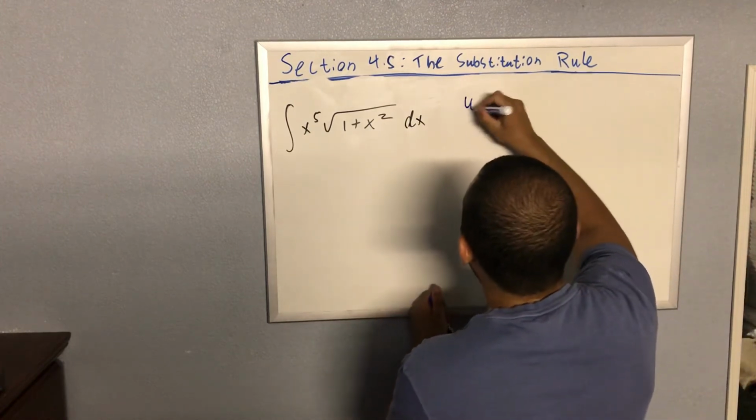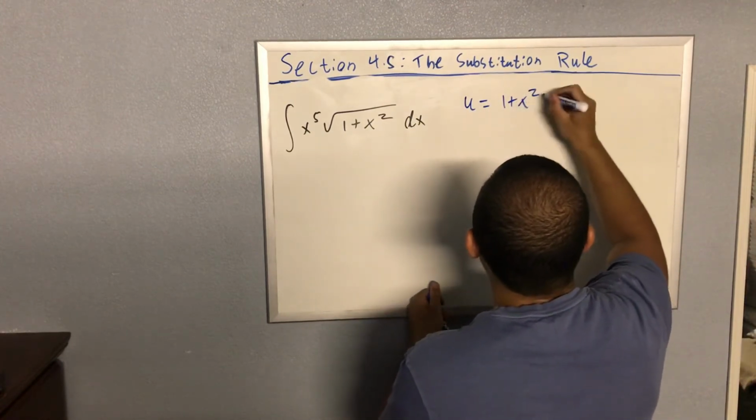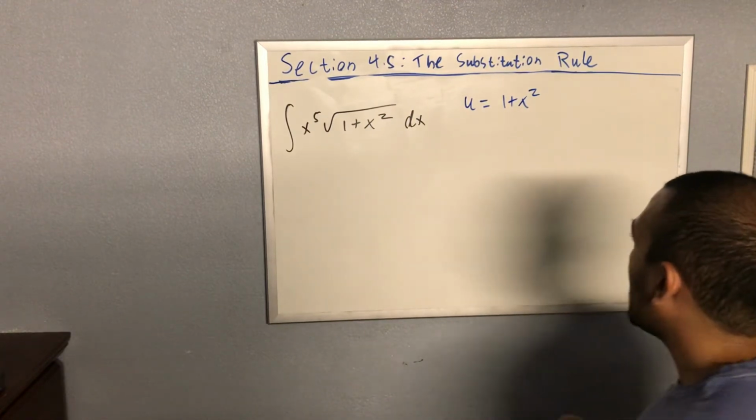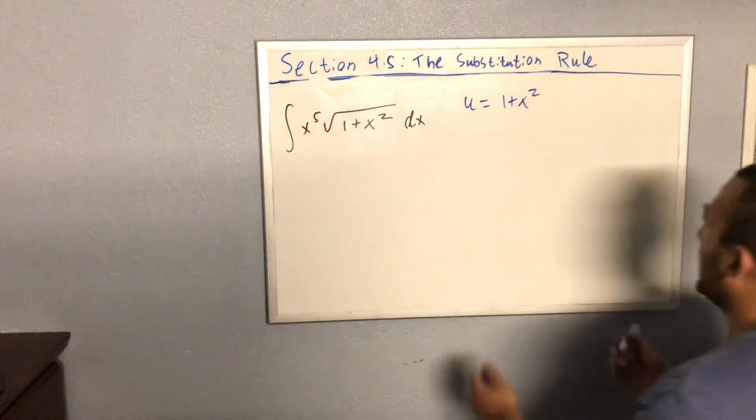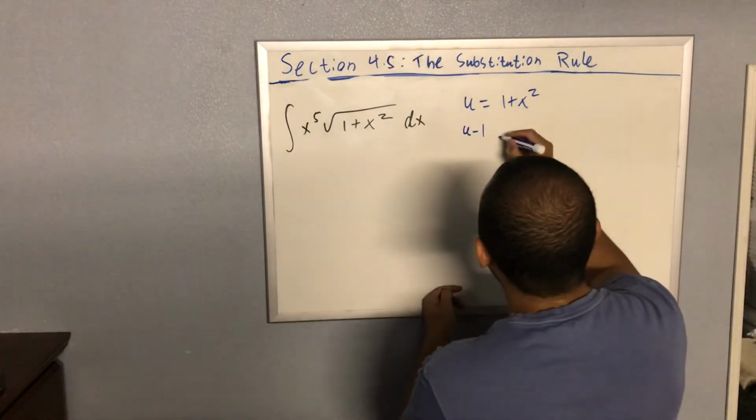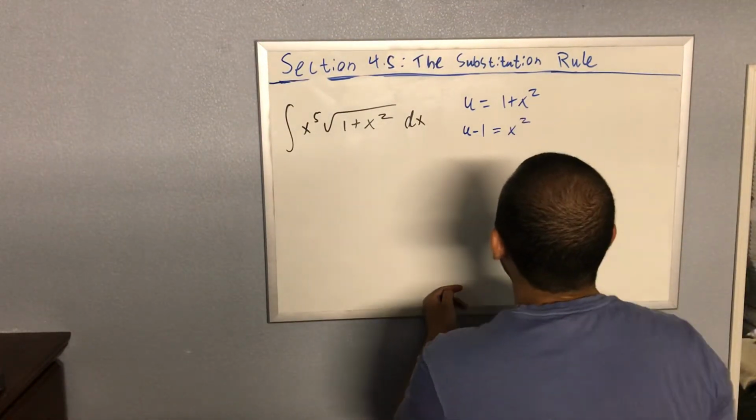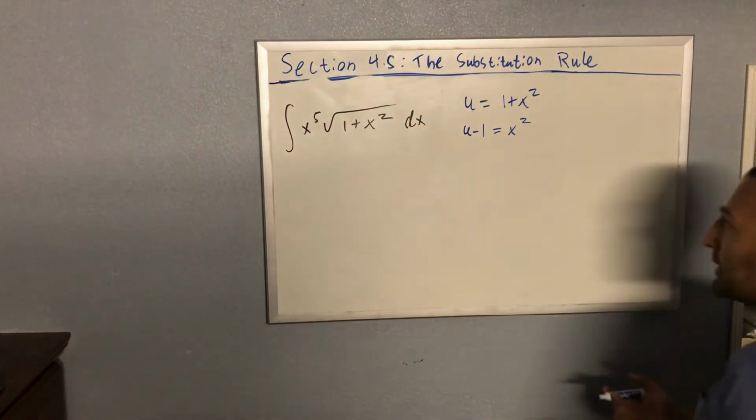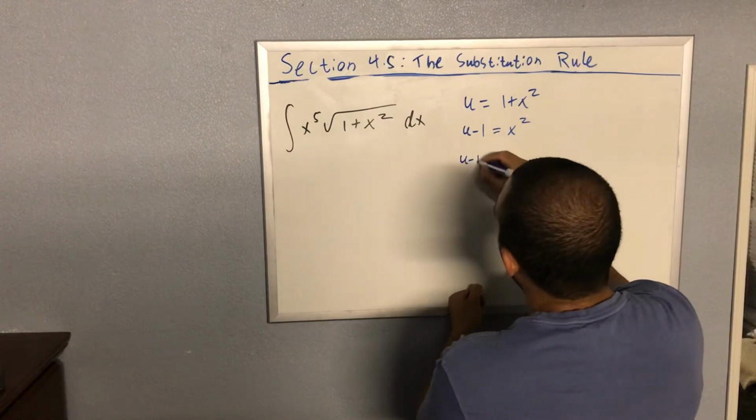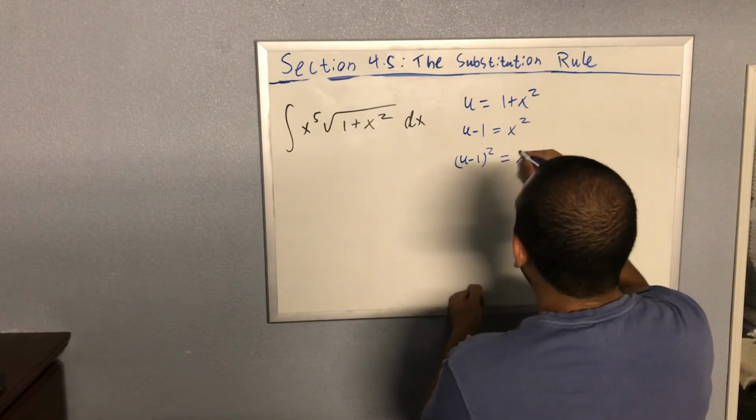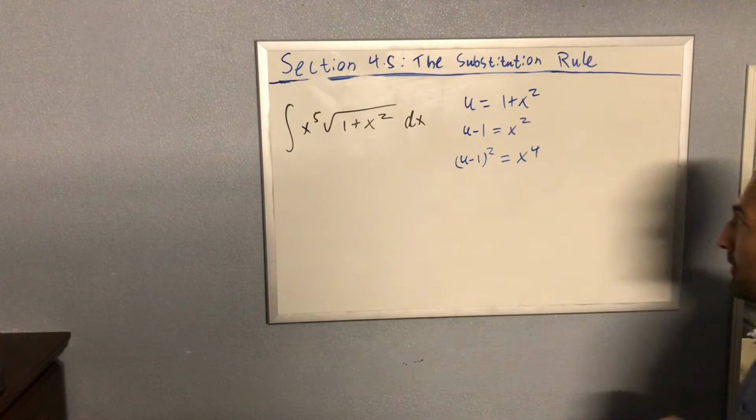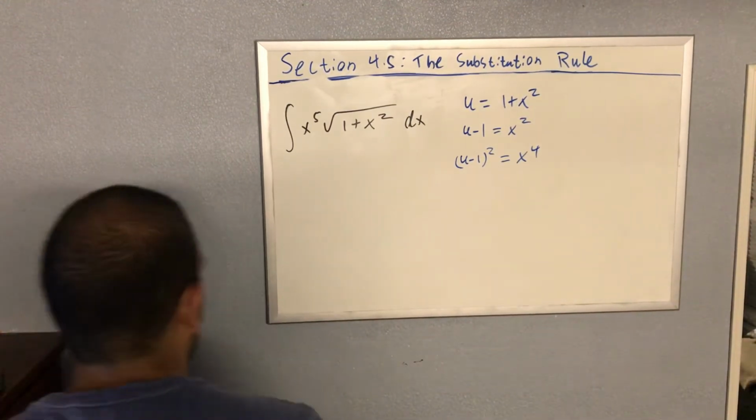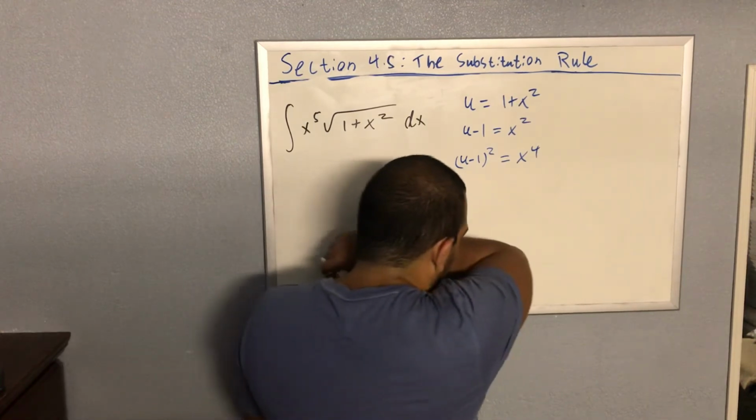Let u be 1 plus x squared. Okay, so then what does this mean? If we do a little bit of algebra, we see that u minus 1 is the same thing as x squared. And so if you square both sides, that means u minus 1 squared is x to the 4th. So this is one important thing that we see here.